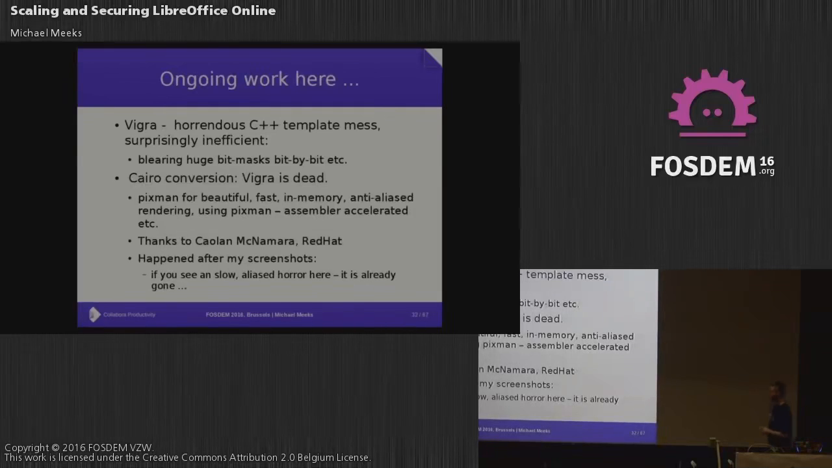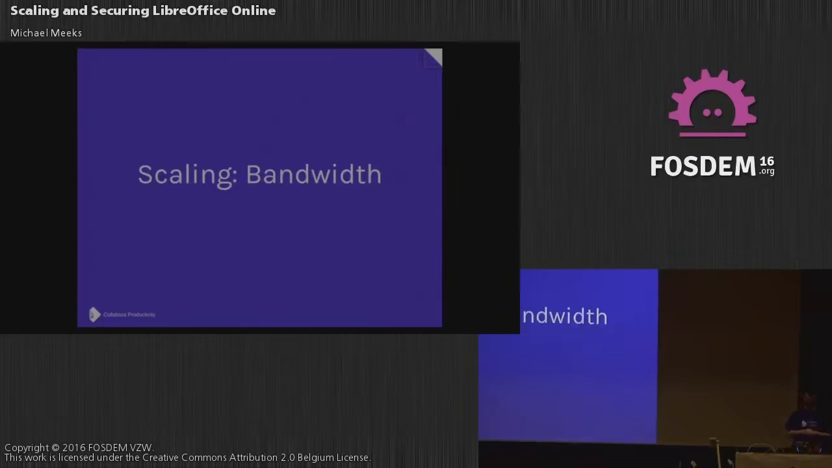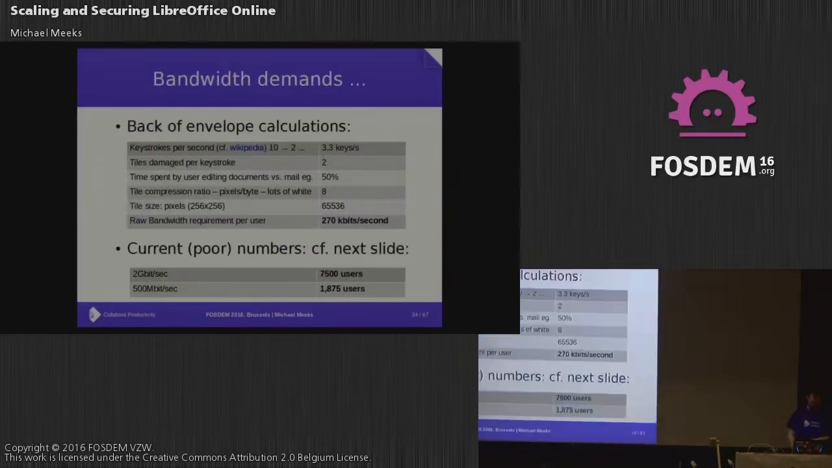But now, thankfully, Quaylon has converted it to use Cairo, which is awesome. So now we have actual real hardware accelerated assembler fallbacks for all these beautiful anti-aliased rendering pieces. So thanks Quaylon. That happened after several of my screenshots and my demo, so it's not in this live code. If you see something horrible, it's probably gone already. Okay.